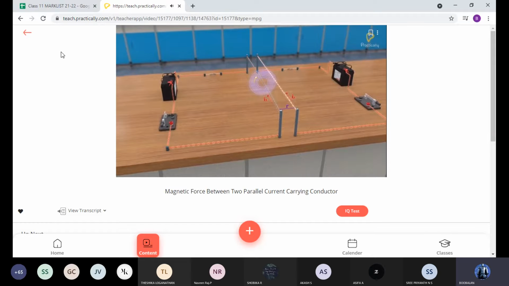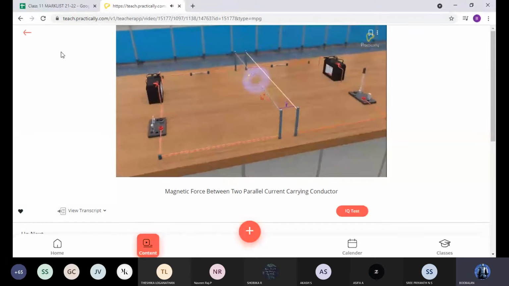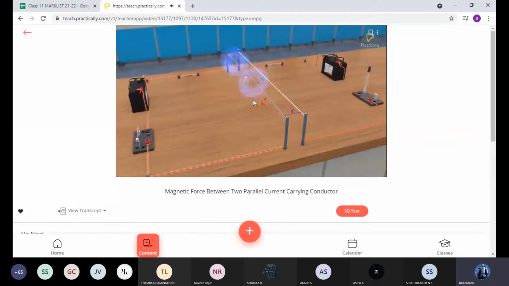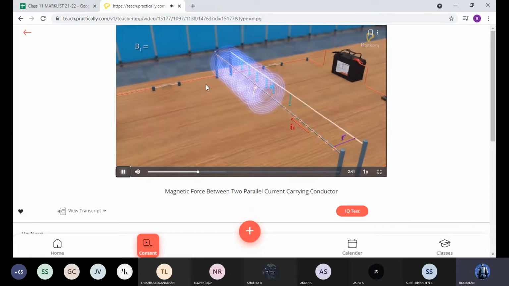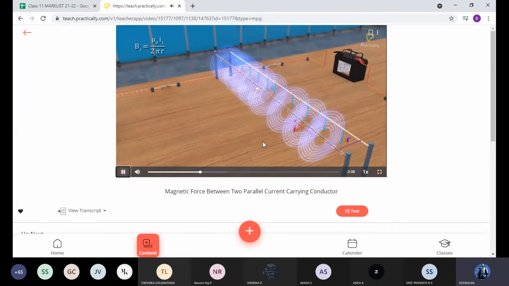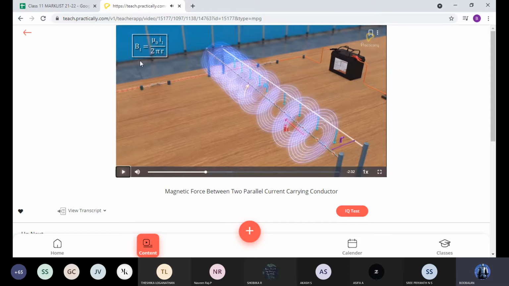Field produced by I1 is in a clockwise direction. Magnitude of the magnetic field created by I1 at a distance r is mu0 I1 by 2 pi r. Magnetic field due to I1 is perpendicular. So last class we discussed the straight line conductor formula B is equal to mu naught I by 2 pi a, we said, but here 2 pi r. So a means radius only, r also radius only, for the one conductor. Just refer to yesterday's class notes.